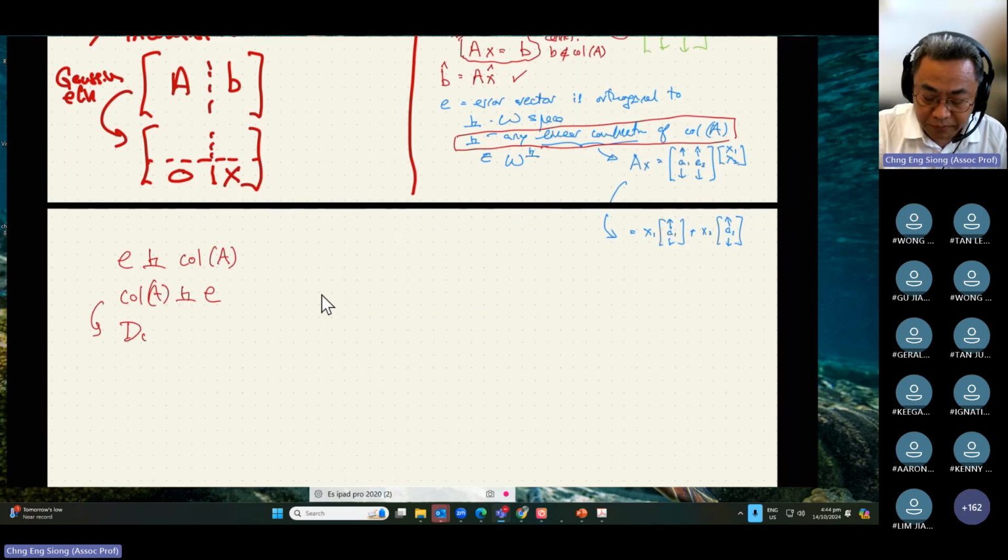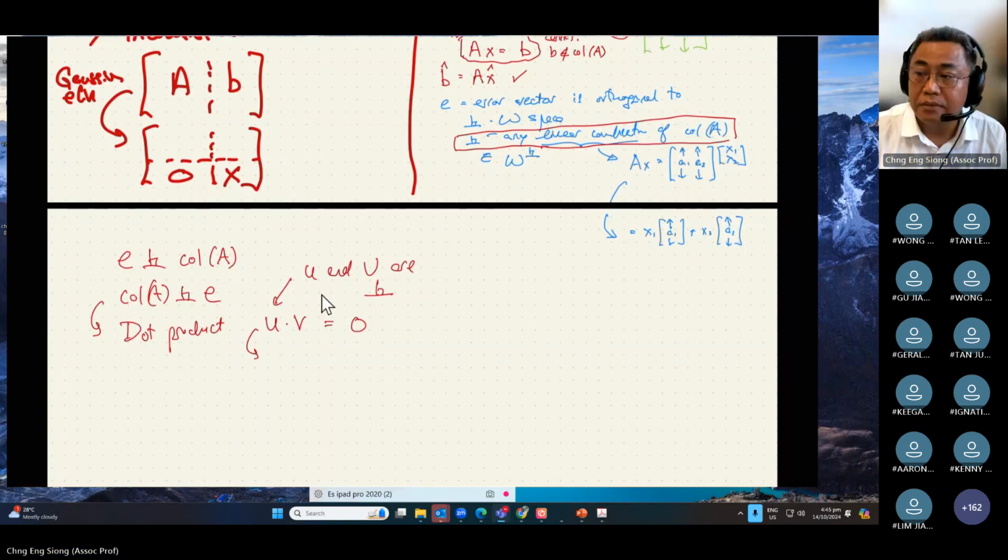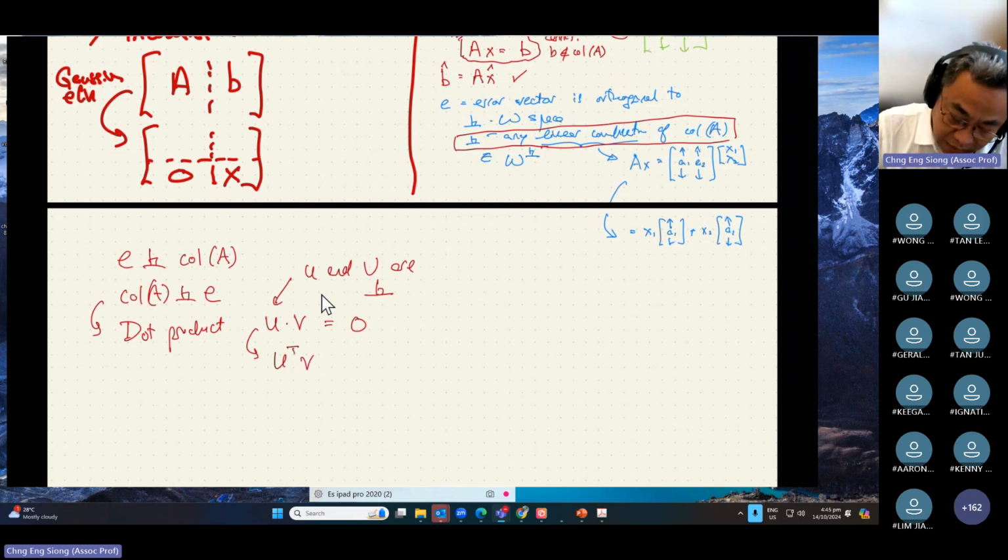dot product? Remember, if U is perpendicular to V, then what will happen? U and V are perpendicular, then U dot V equals 0. Okay, what else can I write about U dot V, guys, in another notation? U dot V is one notation. Very good. U transpose V, right?